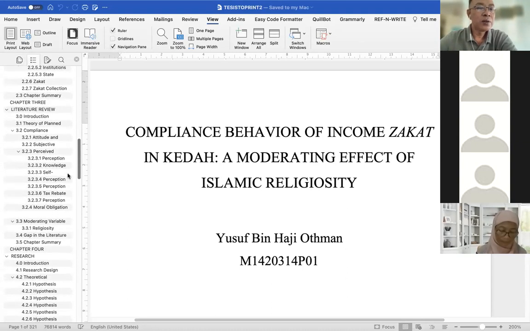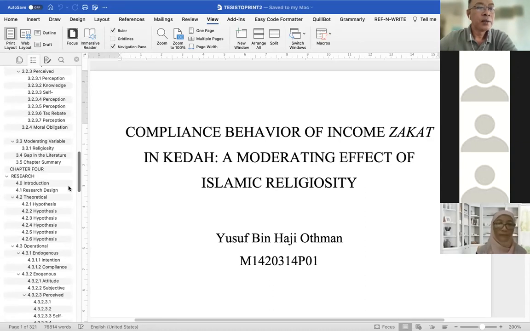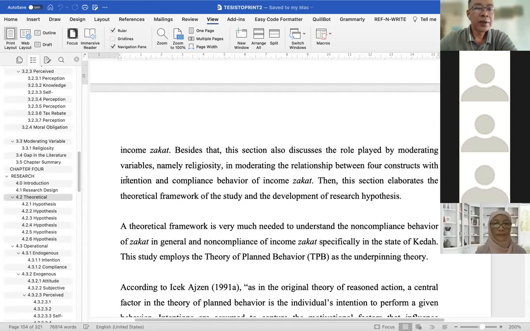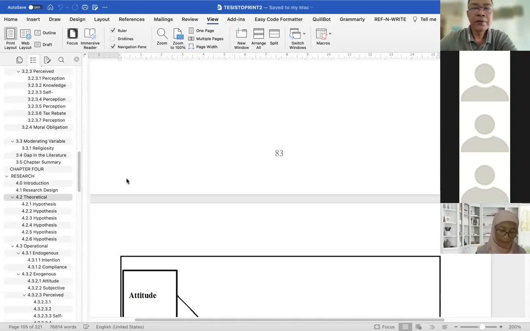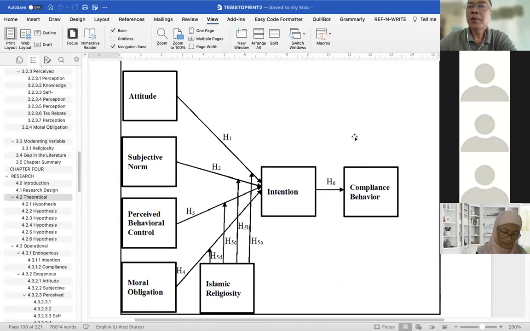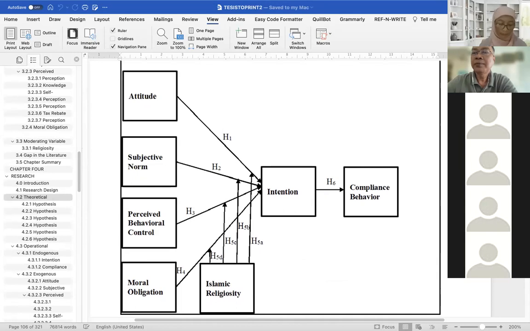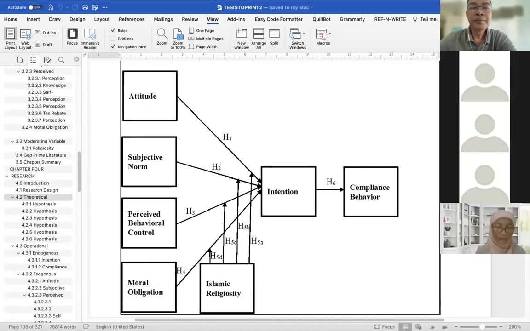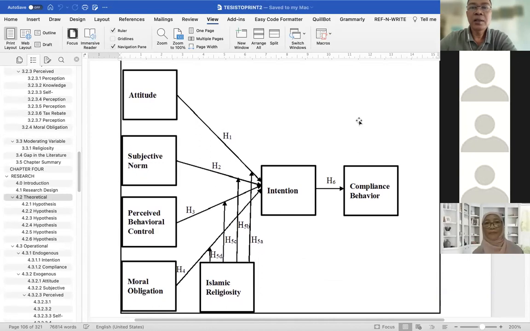First, we refer to the theoretical framework of the study, right? For example, we have this framework. So you need to develop your own framework, right? Suppose this is the framework, just for example. Can you see or not? This is called the framework of the study.